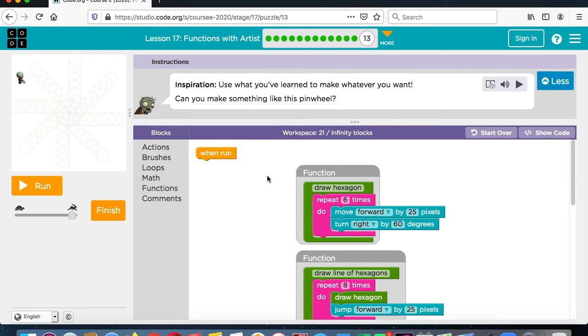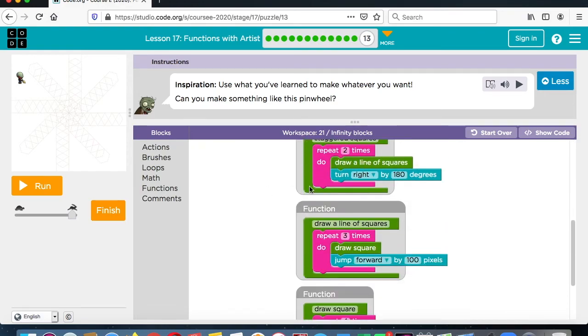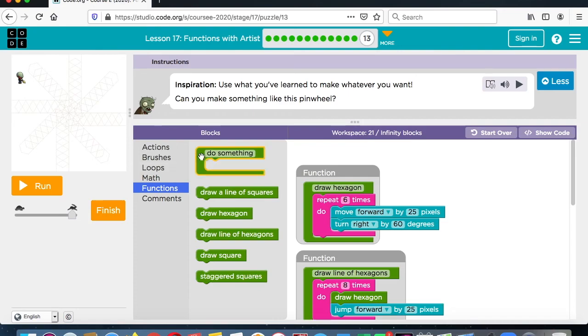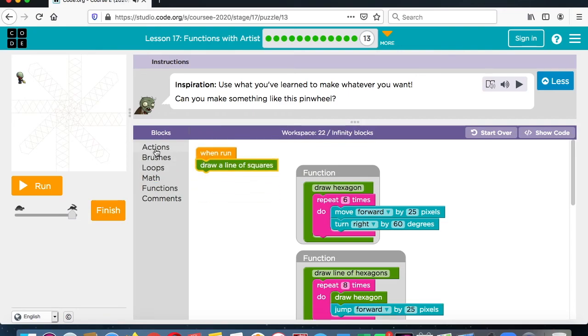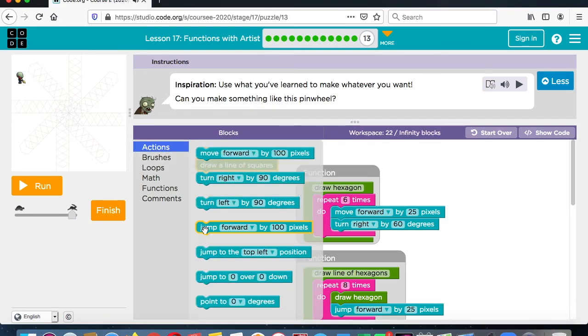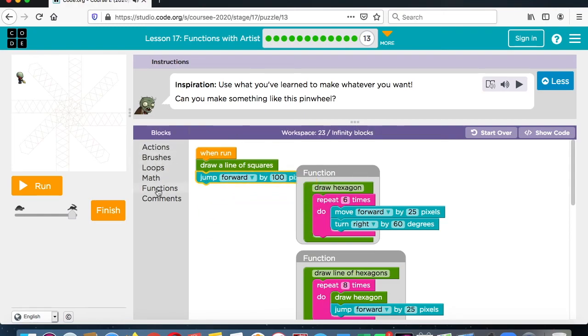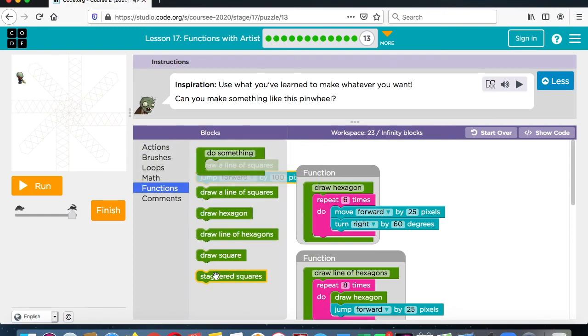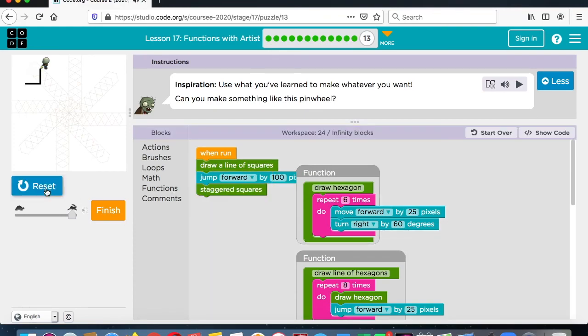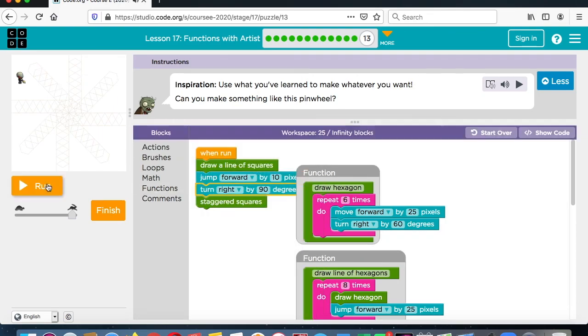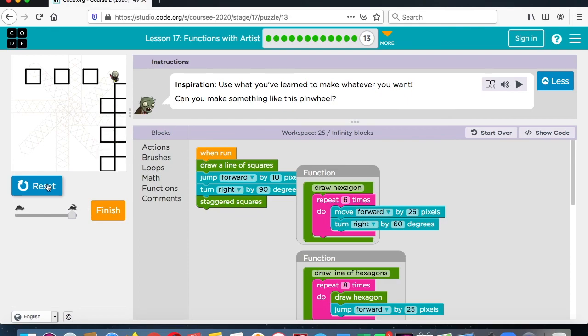So here you can make whatever you want, and they have all the functions over here. So what you could do is you could take a function here, and you could say draw a line of squares, and you could say you want it to jump forward, and then you could say a function staggered squares. So just see how it goes. Okay, we can make this maybe like 10 if you want, and you can turn to the right. See how that goes. Okay, so you can make your own design for this one, and then you click finish.